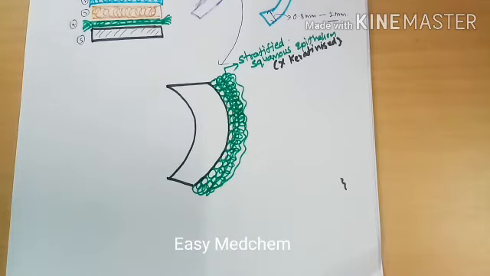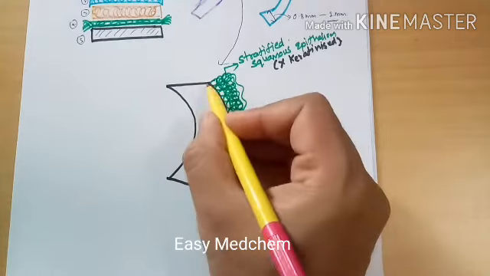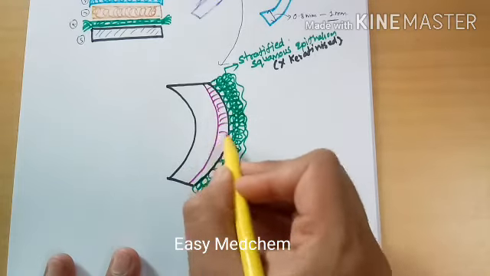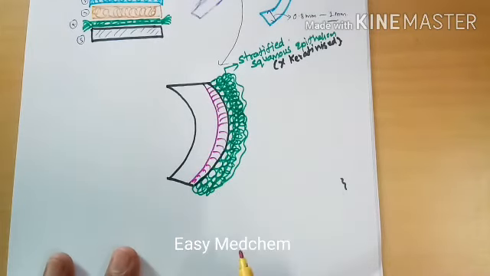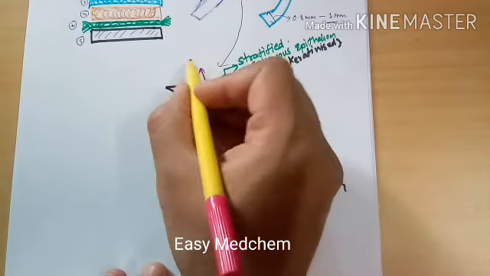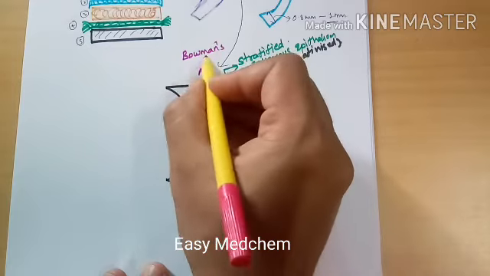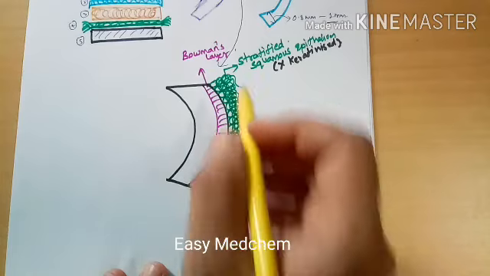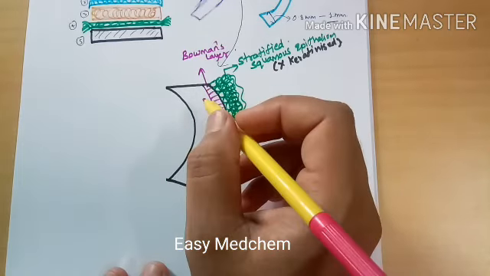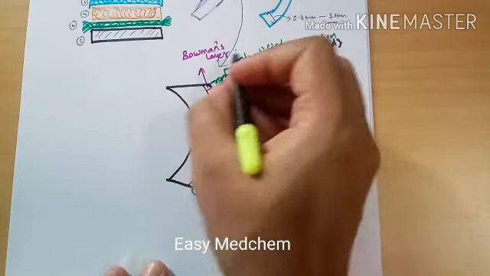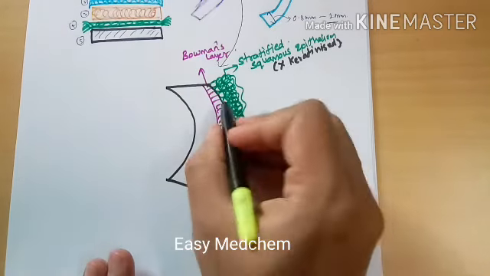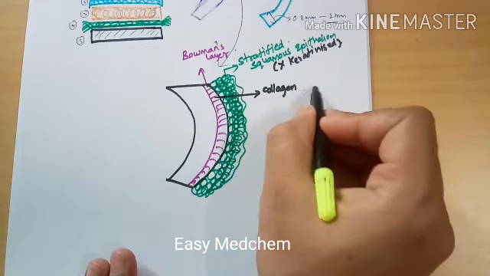The layer present beneath the epithelium is the cheesy layer, which I represented here in pink color. This is called Bowman's layer. We have to make a point here that Bowman's layer does not have any cells, so it is acellular. No cells are present here. It is made up of collagen plus ground material.